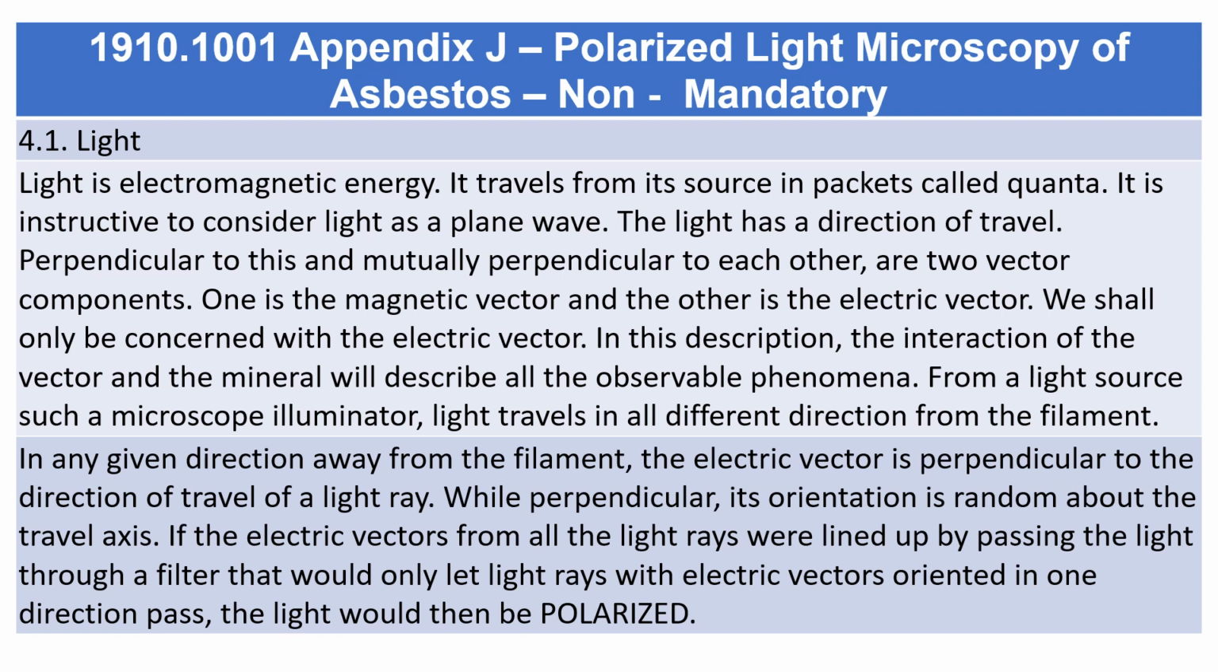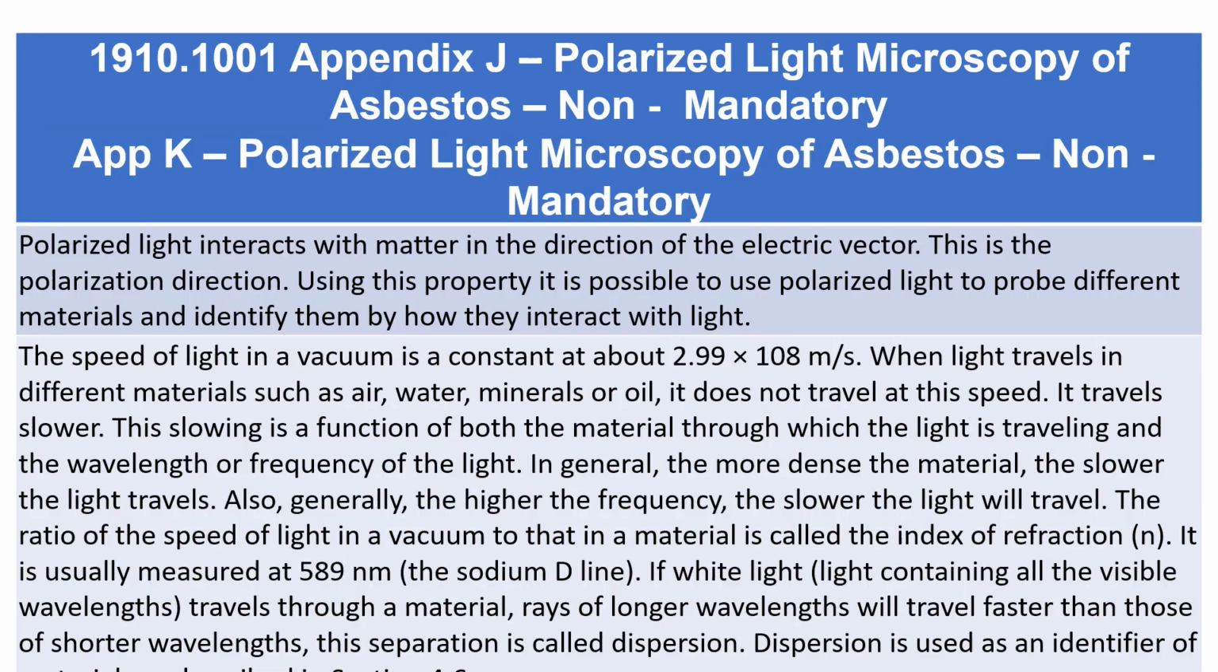If the electric vectors from all the light rays were lined up by passing the light through a filter that would only let light rays with electric vectors oriented in one direction pass, the light would then be polarized. Polarized light interacts with matter in the direction of the electric vector. This is the polarization direction.